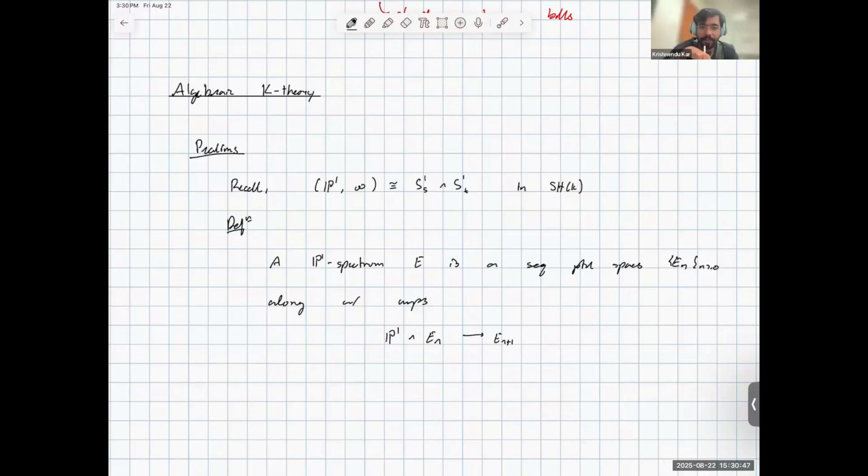Yeah, the thing is that this S1 smash S1T is the same as saying it's the Tate sphere, right? At least the mixed Tate sphere. Sorry, the Tate circle is this. In the notes, I think they mention the Tate sphere as A1 over A1 minus 0, and this is the same as that. Yes, the same as that.